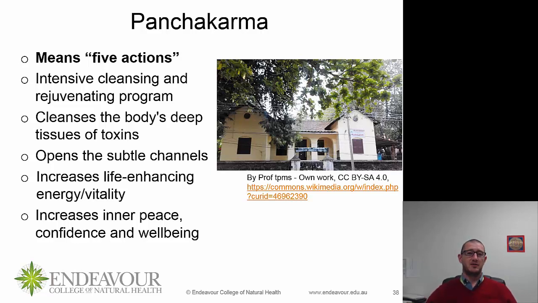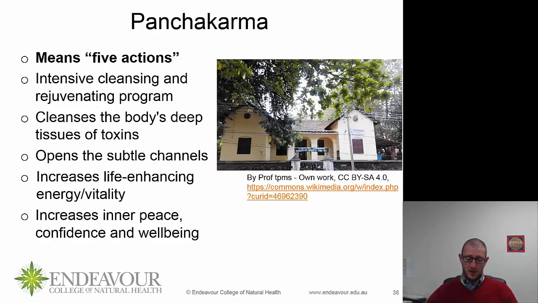Panchakarma. So Panchakarma means 5 actions. It's an intensive cleansing and rejuvenating program. It cleanses the body's deep tissues of toxins and opens the subtle channels. It increases life-enhancing energy or vitality, as well as increasing inner peace, confidence, and well-being. So Panchakarma is really seen as the kind of physiological purification practice, which is perhaps one of the most well-known aspects of Ayurvedic medicine worldwide.